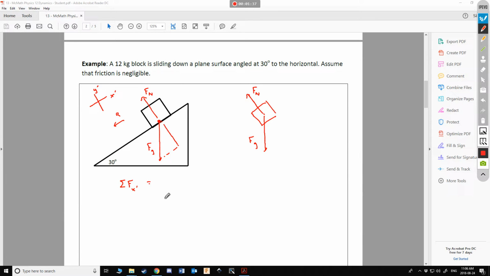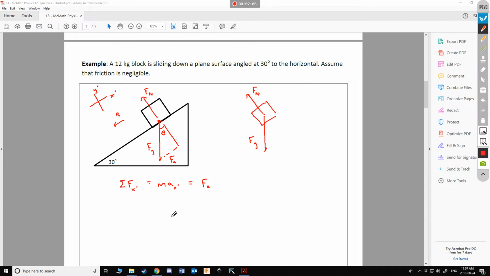that is equal to m ax. And the only force acting in that direction is actually the x component of Fg. So we can call that the applied force, just Fa. You also need to know that angle theta, that's 30 degrees. So we actually can just go ahead and solve for this very easily.